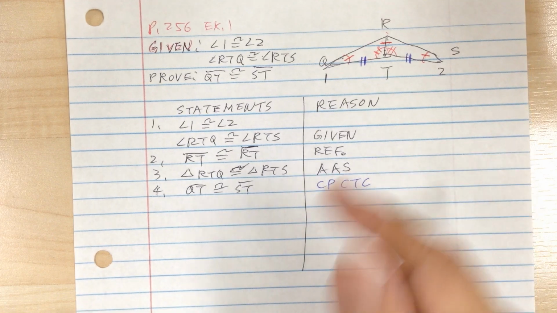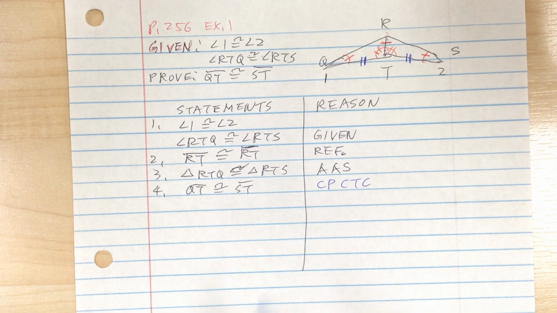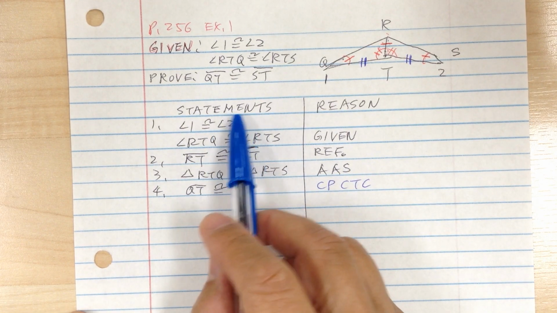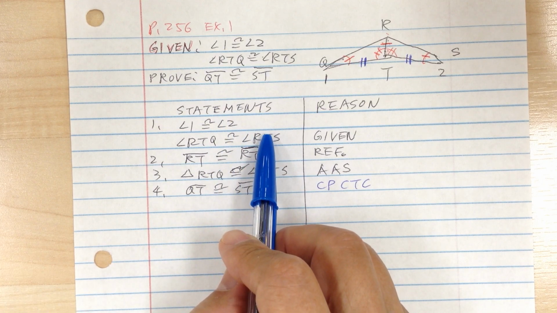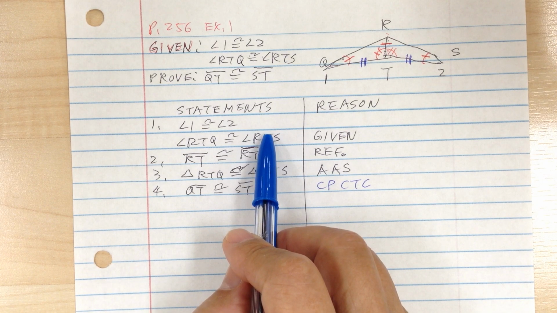Okay, so that's how you do the proof. Again, you use what's given. They usually give you two pieces of information so that you can get two congruent parts. Then you have to look for the third one.